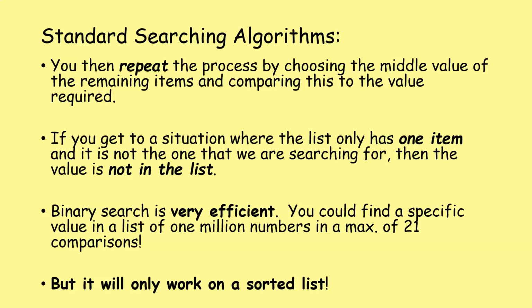A binary search is very efficient. You can find a specific value in a list of 1 million numbers in a maximum of 21 comparisons. Whereas with a linear search, you might have to make 1 million comparisons if it was the final number. But remember, it only works on a sorted list.